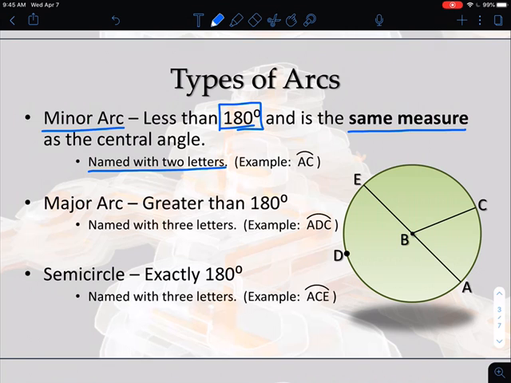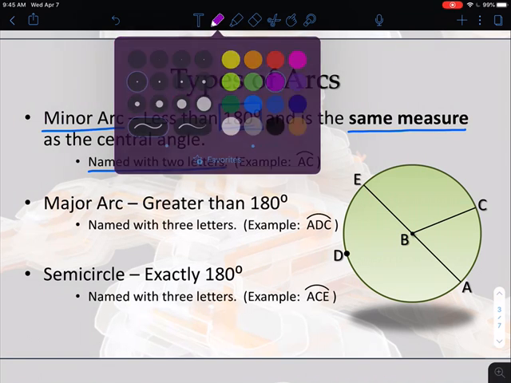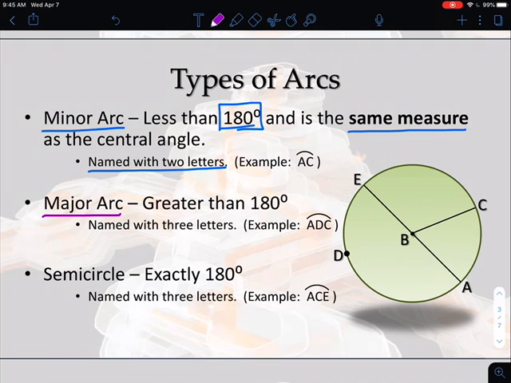The next type of arc that we're going to deal with is called a major arc, and that's an arc that's greater than 180 degrees. So again, we're kind of going off of that half a circle. If it's more than halfway around the circle, or if the measure is bigger than 180 degrees, then we know we're dealing with a major arc.